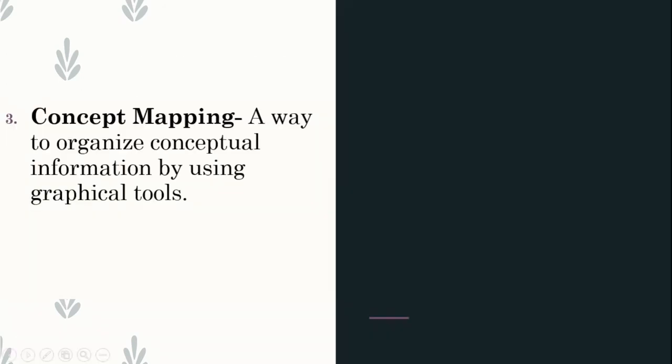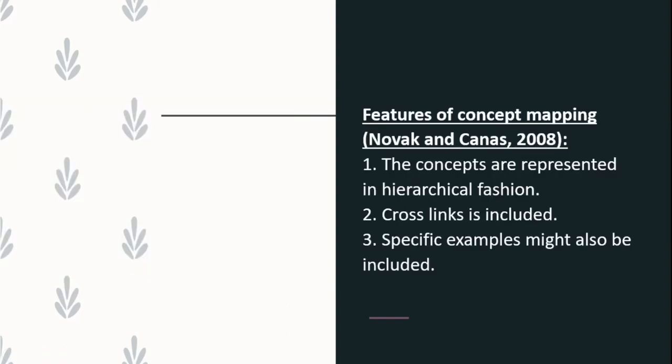The third one is concept mapping. It is a way to organize conceptual information by using graphical tools. The features of concept mapping according to Novak and Canas are: number 1, the concepts are represented in hierarchical fashion. The most general concepts are put at the top of the map, followed by the less general concepts below. Number 2, cross-links are included to show relationship between concepts from the different segments of the concept map. And number 3, specific examples might also be included to help clarify the meaning of the concept.